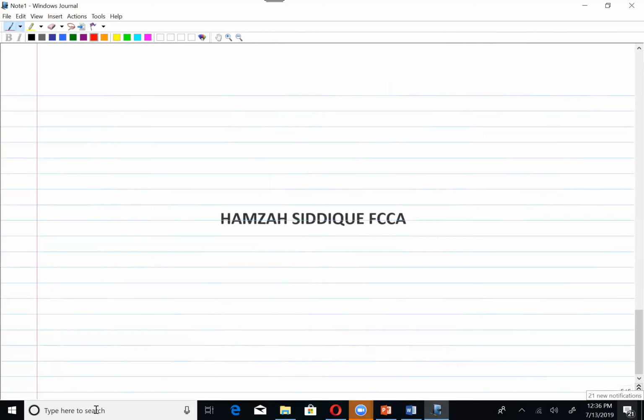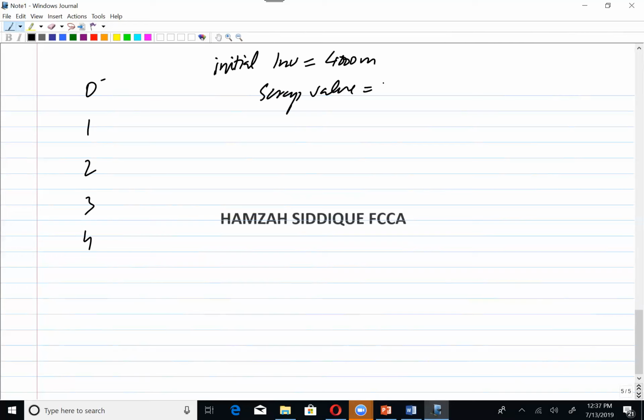Just see here, example. Let us write some example and try to learn it. For example, a project is here. The initial investment required is, for example, 4,000 million. Scrap value will be 200 million. And estimated profits are as follows: 1,500, 1,700, 1,800, 2,000. And that's it. Now we have to calculate ARR.